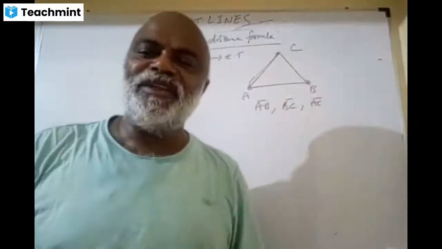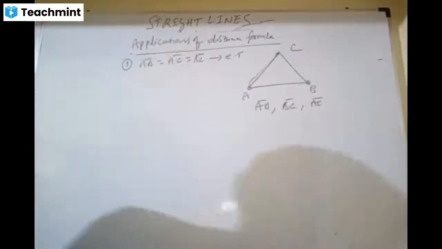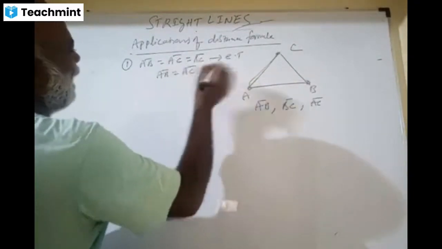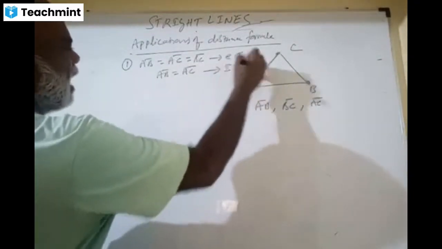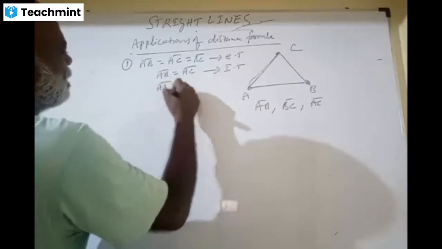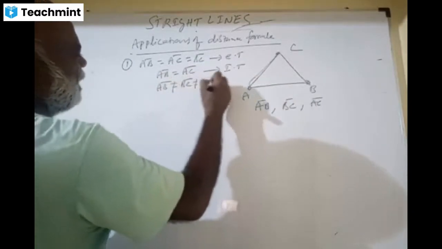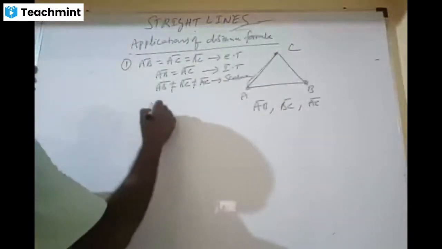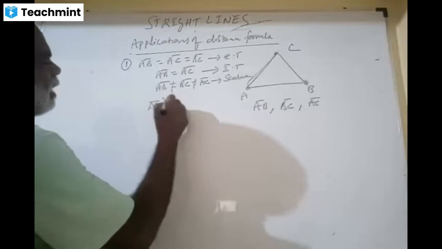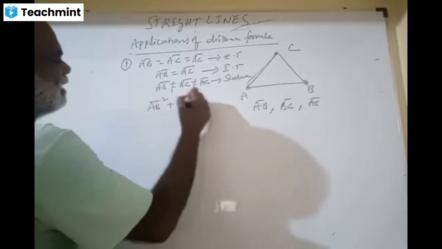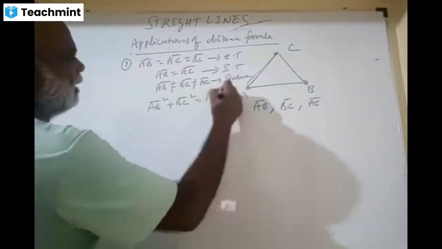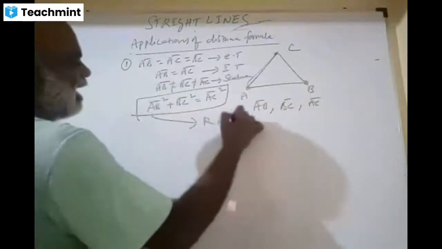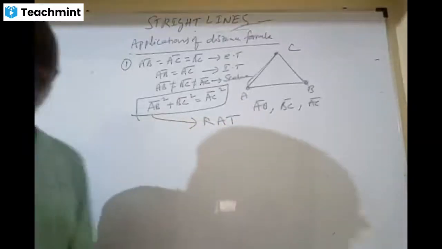Such a brilliant application of distance formula, yes. Number 1, is it an equilateral triangle? If AB equal to AC only, then it is called an isosceles triangle. If AB is not equal to BC, is not equal to AC, then it is called a scalene triangle. If AB square plus BC square is equal to AC square, then what do you conclude from this, ma'am, please? The triangle is right.